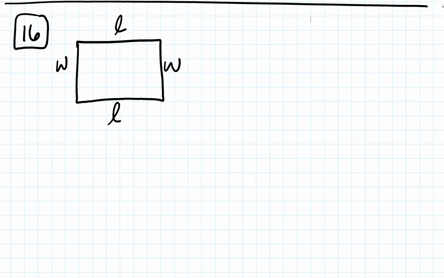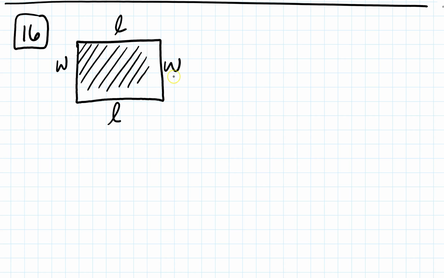Okay, number 16 is a word problem. The word problem says Anthony has 10 feet of framing and he wants to use it to make the largest rectangular picture frame possible. Find the maximum area that can be enclosed by his picture frame. So what we're looking for is the area of a picture frame that's inside here, all right? So we're going to start with what we know.